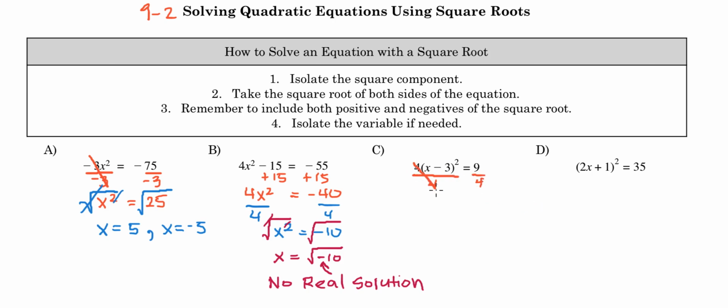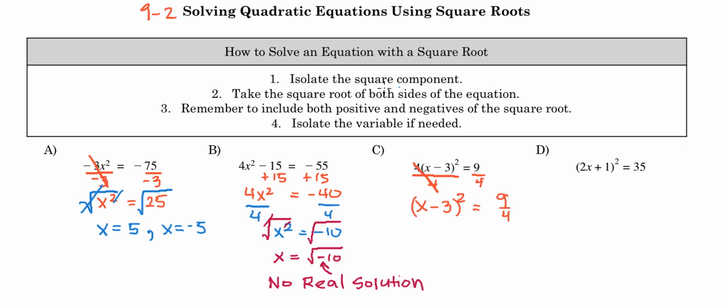Now, this isn't a nice thing because on the right side, 9 can't be divided by 4. The good news is all I need you to do is just leave it as a fraction. So we're going to write down x minus 3 to the power of 2 is equal to 9/4, just like that. Moving on, the next step.